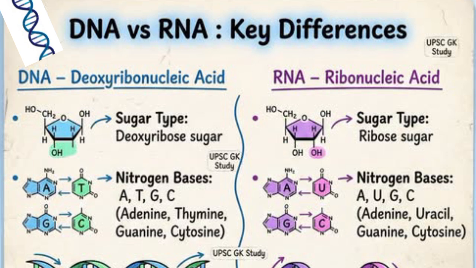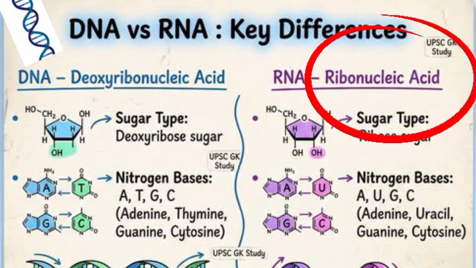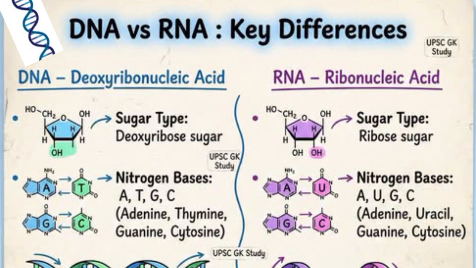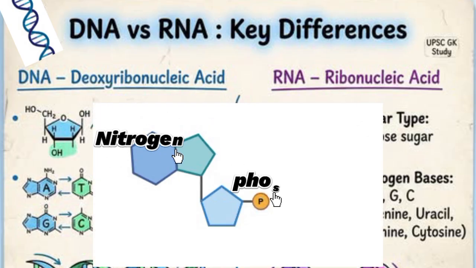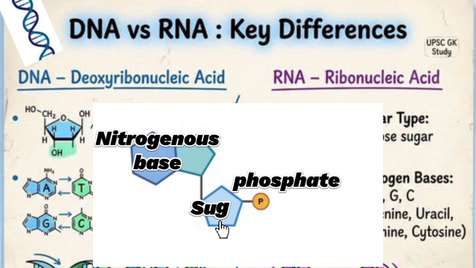So let's start. First, let's understand what DNA and RNA actually are. DNA stands for deoxyribonucleic acid. RNA stands for ribonucleic acid. Now both are polymers made up of smaller units called nucleotides. Each nucleotide contains three components: a sugar, a phosphate group, and a nitrogenous base. But there are important differences between these two nucleic acids.